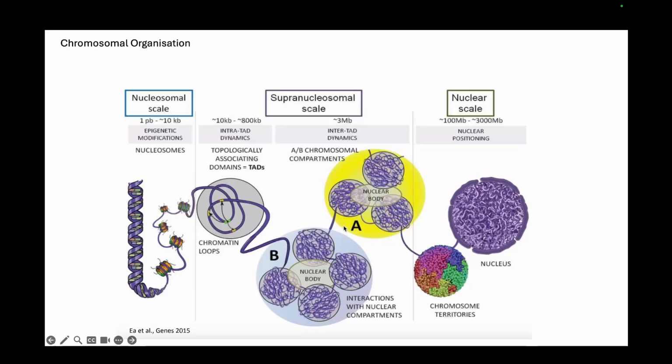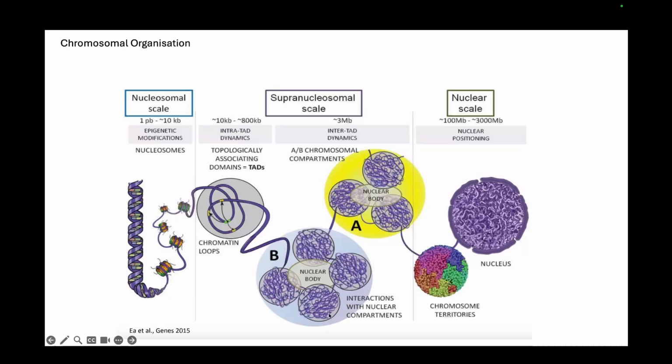So you have these topologically associated domains, which are pieces of DNA that, although far apart in terms of the sequence, are brought together in the 3D structure due to the organizational structure of the chromatin. And then you have this inter-TAD dynamics, where you have the AB chromosomal compartments. So this is an A chromosomal compartment, and this is a B chromosomal compartment. These are known as chromatin loops. And these compartments are joined by linker DNA.